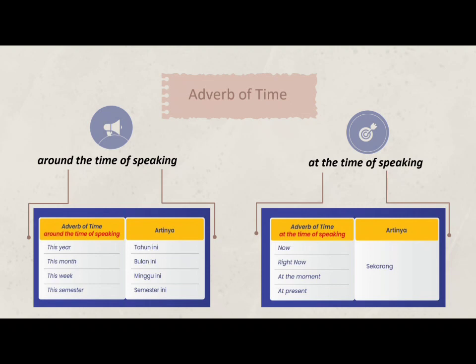We use verb ing. Next, present continuous tense also has adverbs of time that are divided into two, namely at the time of speaking and around the time of speaking. The first one, you can use the time of speaking for talking while doing activities at the same time. There are some expressions here like now, right now, at the moment, and at present. And then around the time of speaking, the activities you do happen around the time of the conversation. There are also some expressions here like this year, this month, this week, and this semester.